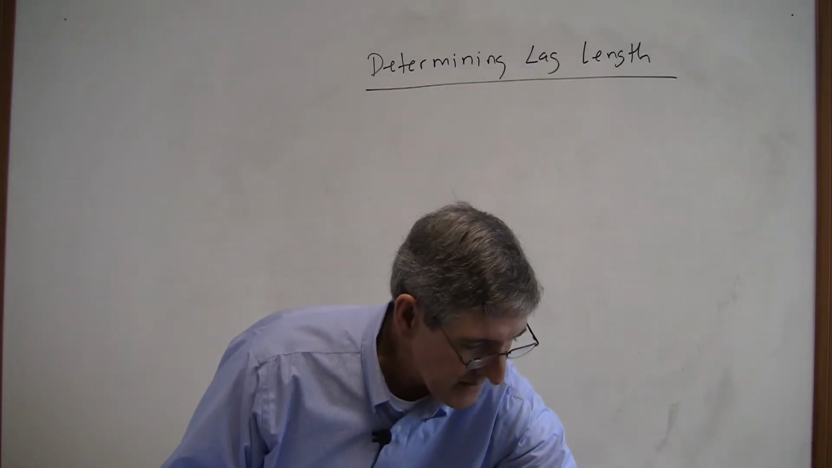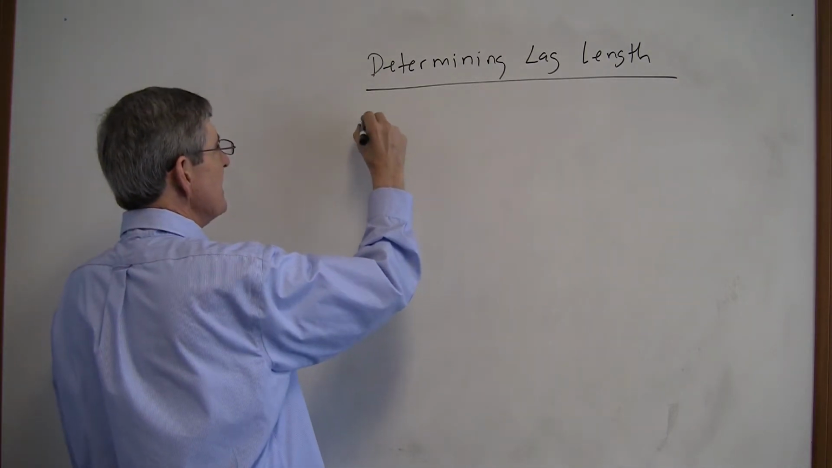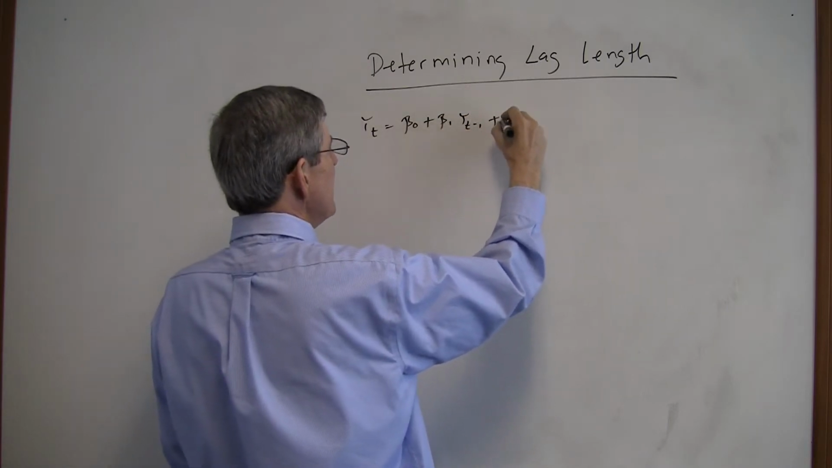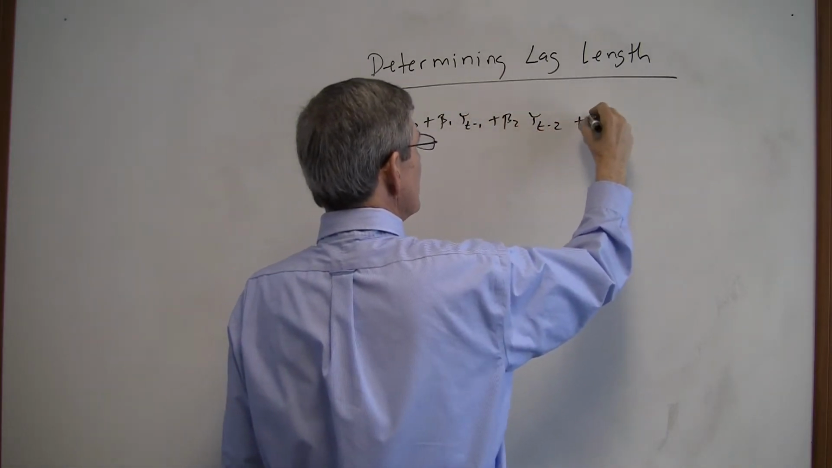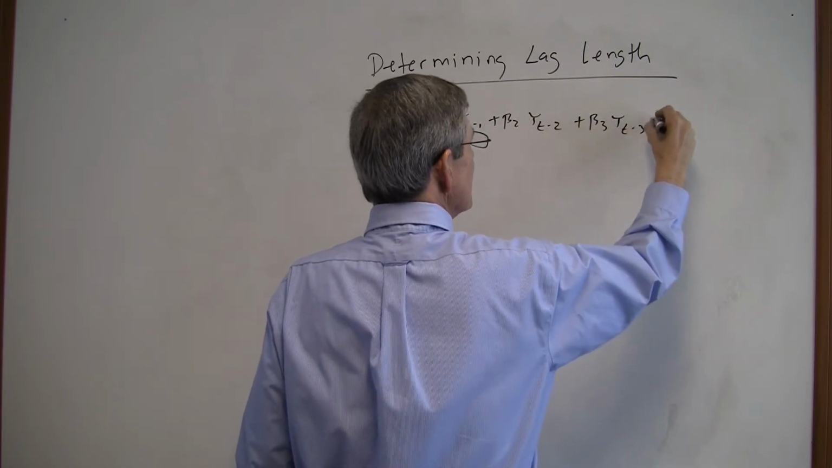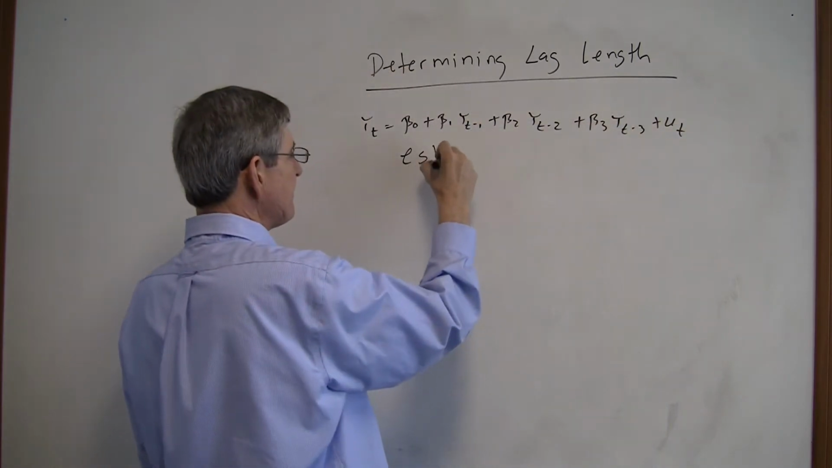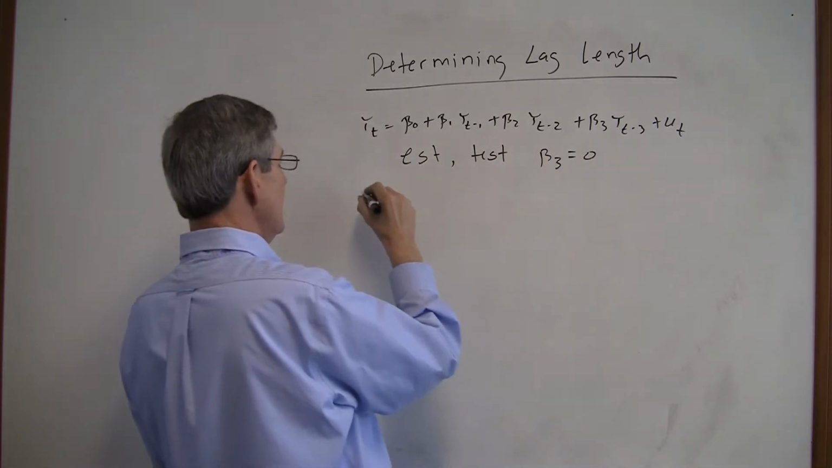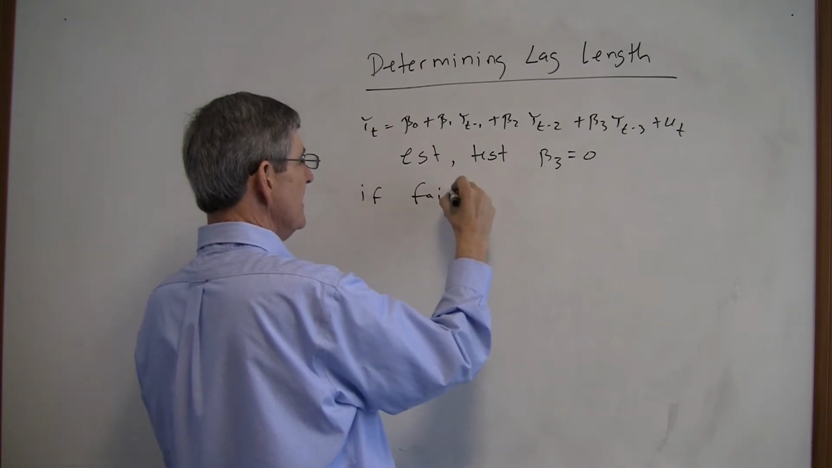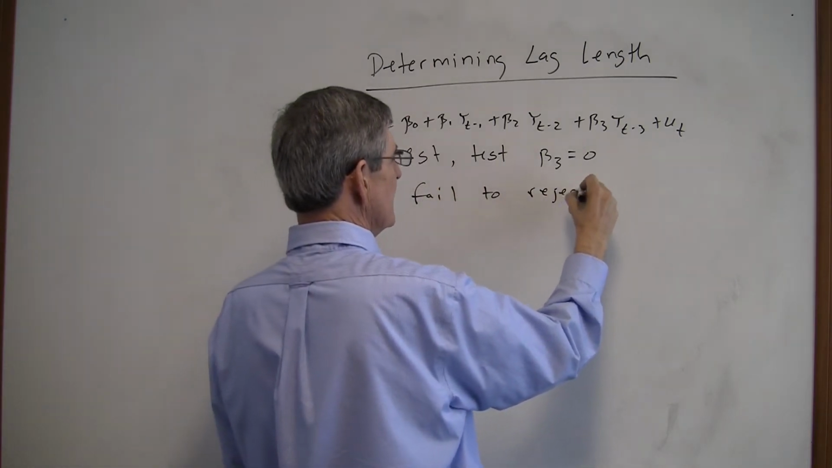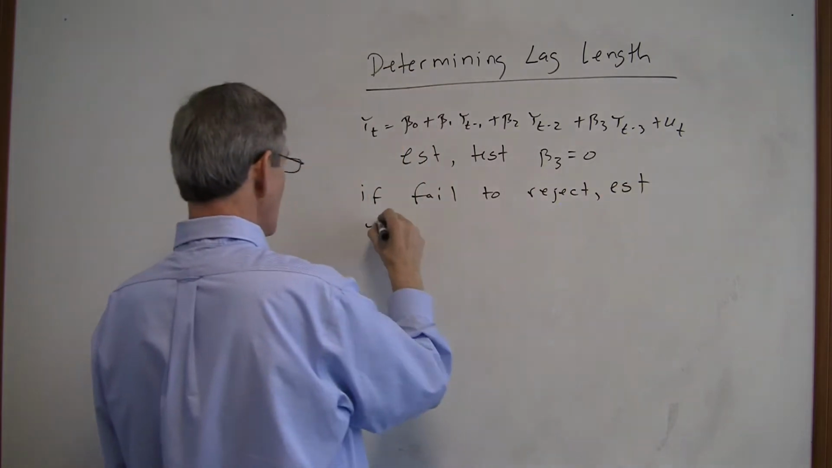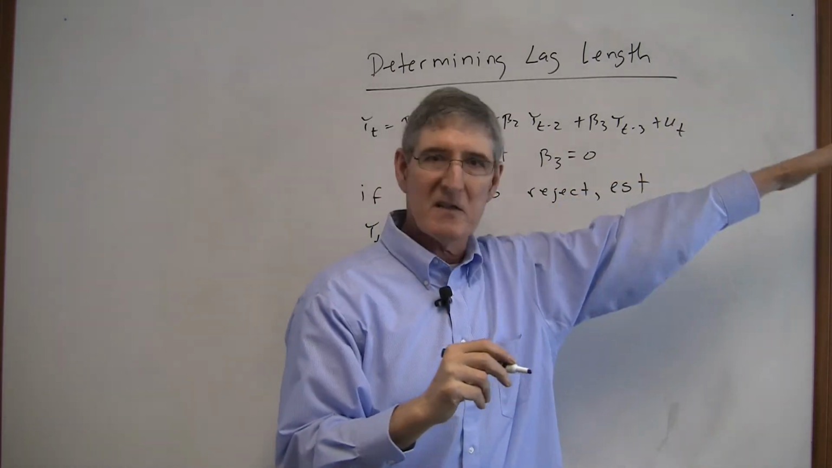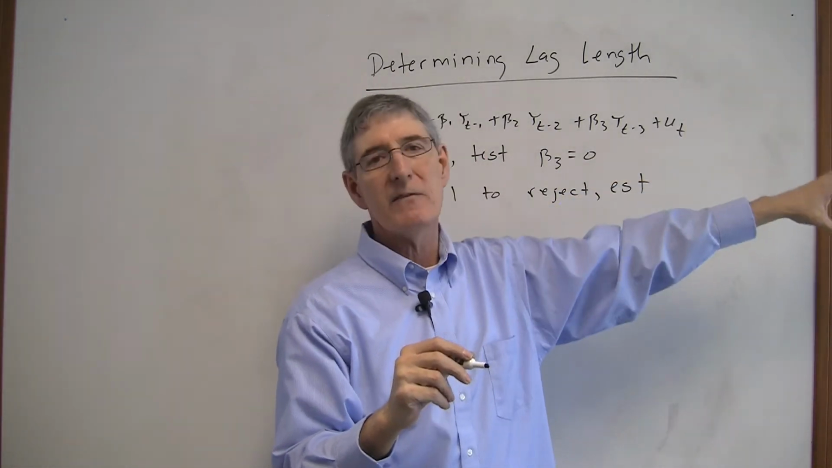So let's just take 3 lags. So suppose I think 3 is going to be more than enough. Yt equals beta naught plus beta 1 yt minus 1 plus beta 2 yt minus 2 plus beta 3 yt minus 3 plus ut. You estimate and you test that beta 3 equals 0. If you fail to reject, estimate yt. If you did reject this one, you probably didn't include enough lags. You may want to start over with more lags. Make sure that very first one is a 0.